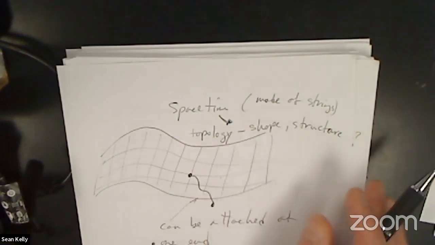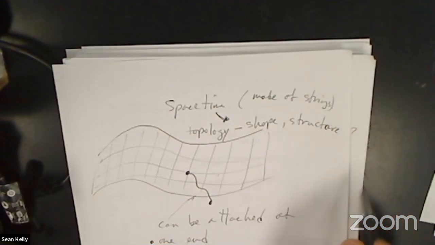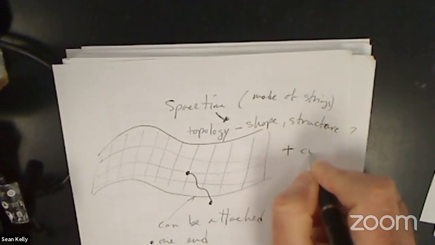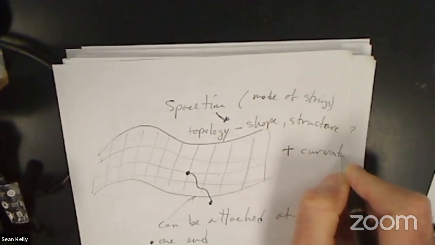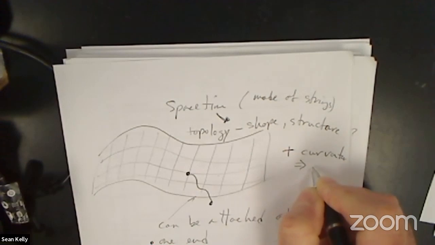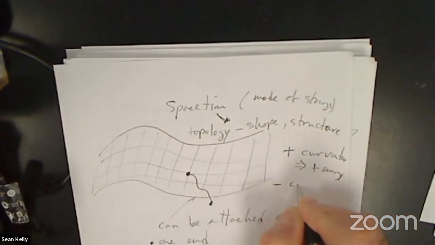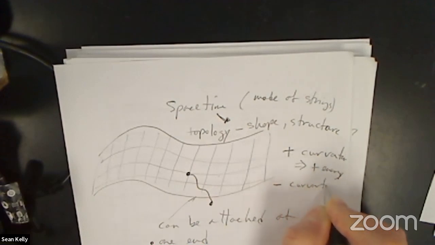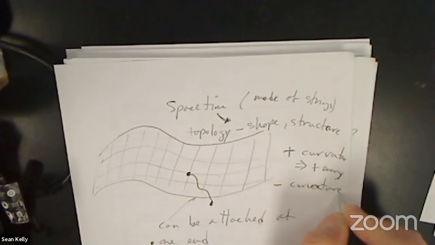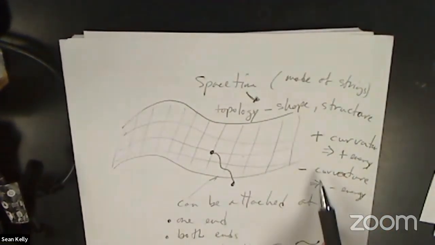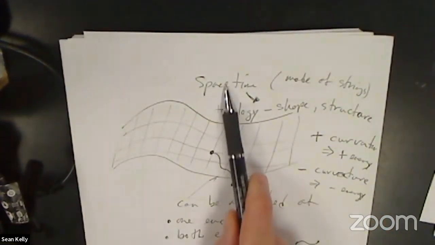Positive curvature is something you and I are familiar with. Positive curvature is associated with positive energy. It comes from positive energy. Negative curvature is negative energy. Okay, so anyways, topology, space-time.